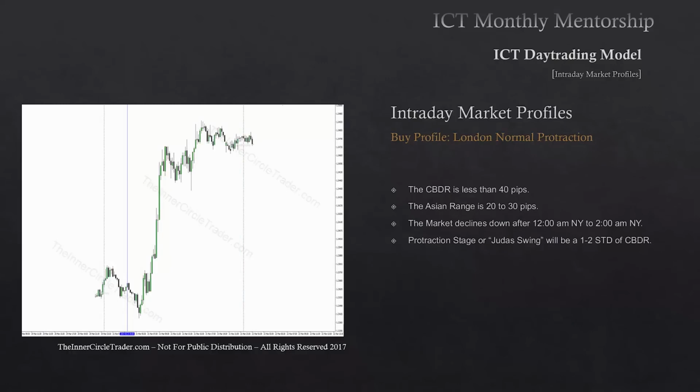The market enters a small central bank dealers range, and Asian range is also a respectable range in terms of pips. Then price drops lower right after the midnight candle, finds the low of the day, and expands up for a higher close. As you can see here, this is the protraction stage immediately after 12 a.m. New York time.